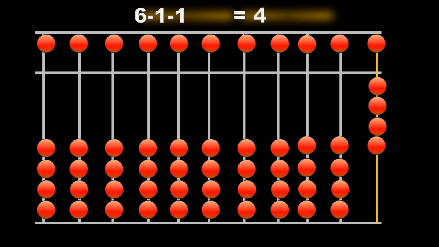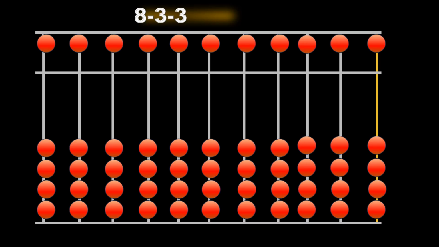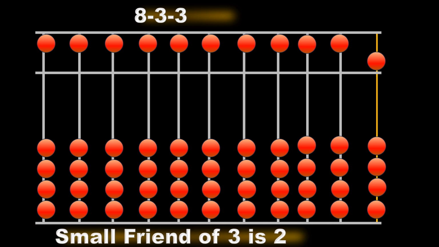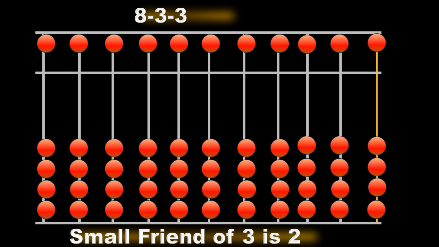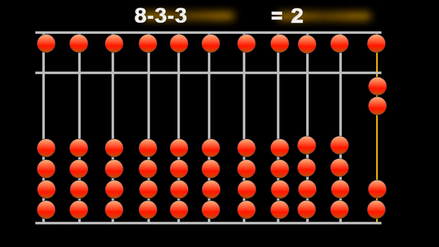Now see the next question. It is 8 minus 3 minus 3. First add 8 in one's rod. Now we have 3 to subtract, the second digit. So subtract it. Now the third digit is minus 3. What is small friend of 3? It is 2. Subtract 5, add 2, the lower beads. So the answer becomes 2.